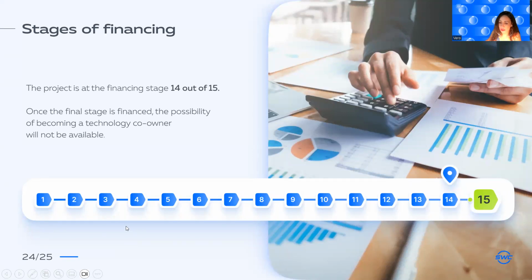We are currently in the final stage of the financing. Once the final stage is financed, the possibility of becoming a technology co-owner will not be available. Remember this. And you will collect dividends on all projects implemented in the future in all the countries. Remember, you are buying a portion in the company, okay?